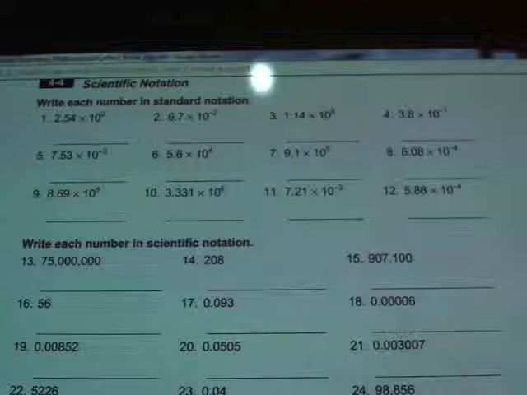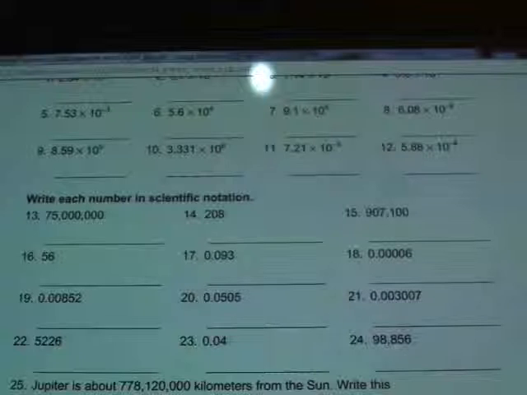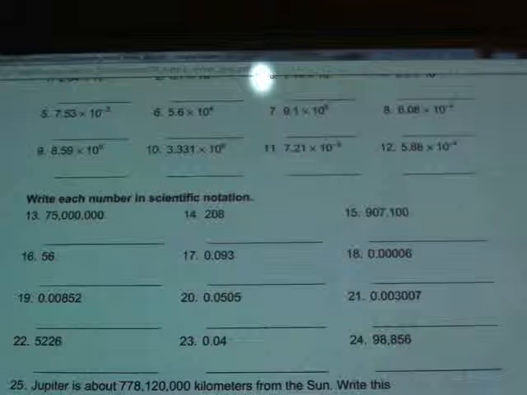All right, let's go ahead and go down to the second part there, where we're asked to write the number in scientific notation. So now we're going the opposite direction of what we just did. A minute ago we started with scientific notation and wrote it as a number. Now we're starting with a number and we're supposed to write that in scientific notation.